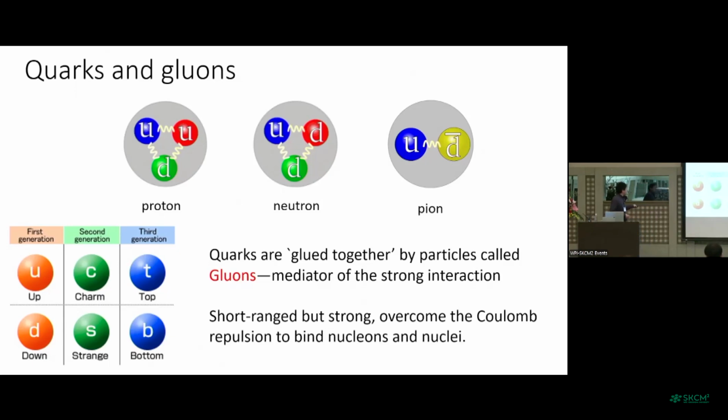And basically, the quarks are glued together by particles called the gluons. So this bound state is formed because of the existence of another particle called the gluon. And those are basically the mediators of the strong interaction. And this strong interaction is really strong. It's short-ranged, but it's really strong. And it overcomes the Coulomb repulsion to bind the nucleons and the nuclei. If you send these 2 quarks to a very short distance, there will be Coulomb repulsion. But since the strong interaction is so strong, it overcomes the Coulomb repulsion and realizes these bound states.